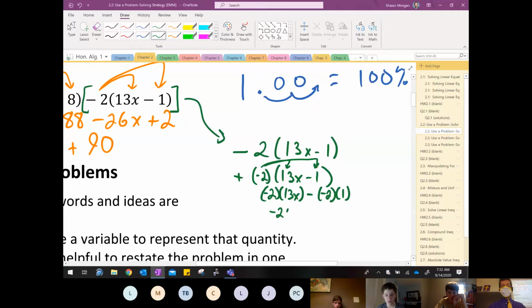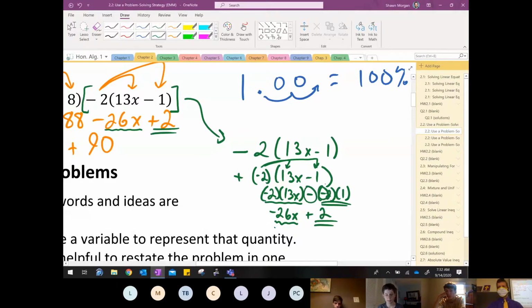And then a negative times a negative yields, I think I misspoke a moment ago. A negative times a positive yields a negative, and a negative times a negative yields a positive. So that's why this winds up being plus 2. So we got our negative 26x from this part. And then we got our plus 2 from this part because there's a negative times a negative. Does that help a little bit, Jake?